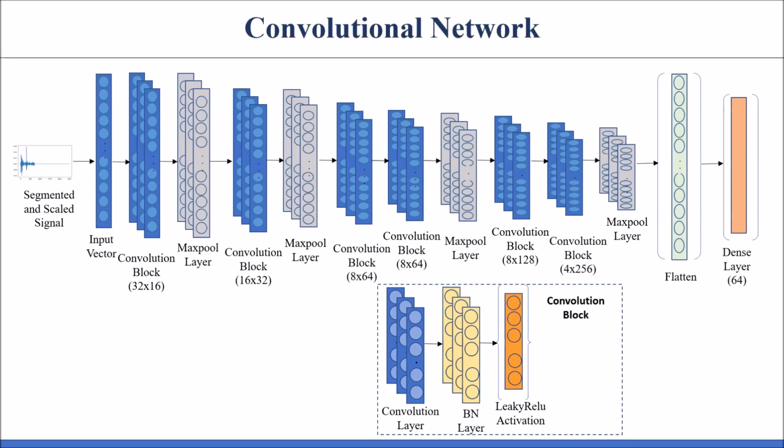The convolution network is made up of 6 convolution blocks and 4 max-pool layers that are each placed after a convolution block. Each convolution block consists of a 1D convolution layer, a batch normalization layer, and a leaky ReLU activation function. The network is designed in such a way that as it gets deeper, the kernel size of the convolution block decreases while the number of filters increases. The output of the last pooling layer is flattened and passed to a dense layer of 64 units.